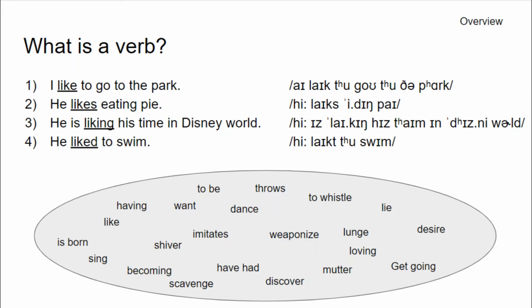In English, we have 4 types of verb endings. For example, we have like, likes, liking, and liked. Luckily, the 12 tenses in this video and the 7 in the sequel all have these 4 endings, so if you guess one of these, 9 out of 10 times, you'll be right.